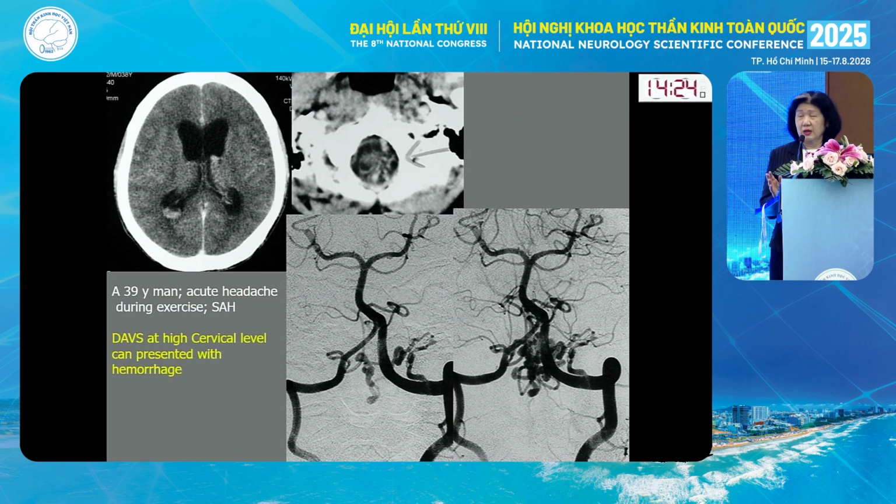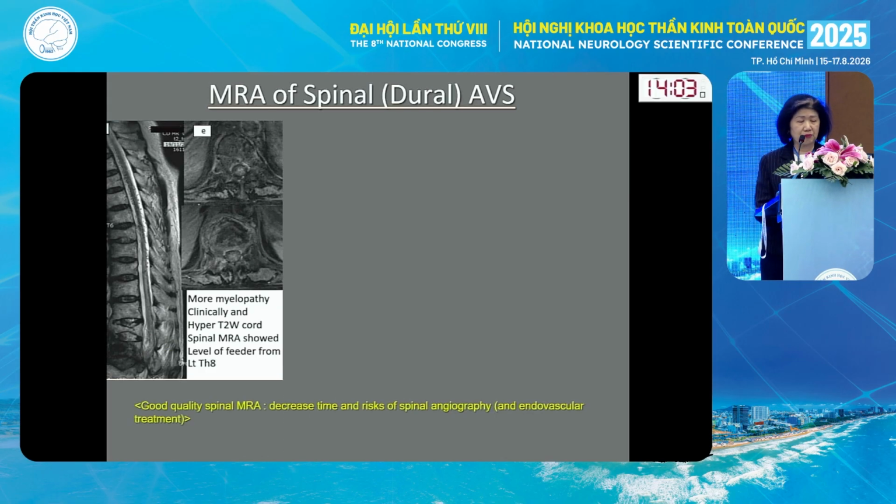Bleeding can occur. We used to believe that there is no hemorrhage in the dural arteriovenous shunt, but it happens in the high cervical or foramen magnum level shunt, that you can have this kind of hemorrhage. It is now out of the textbook that a dural arteriovenous shunt can present with hemorrhage.